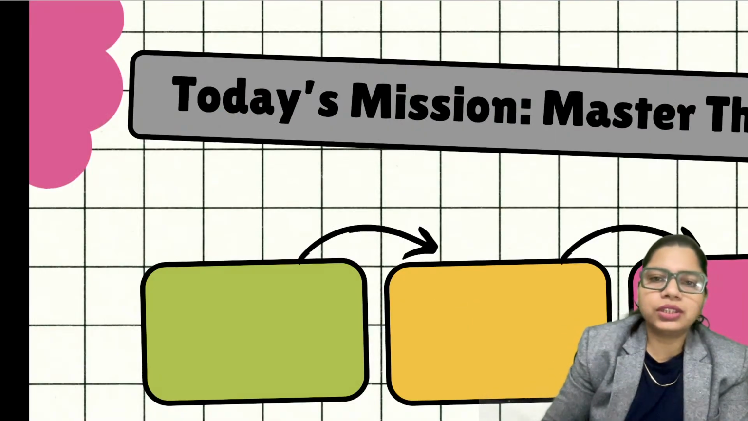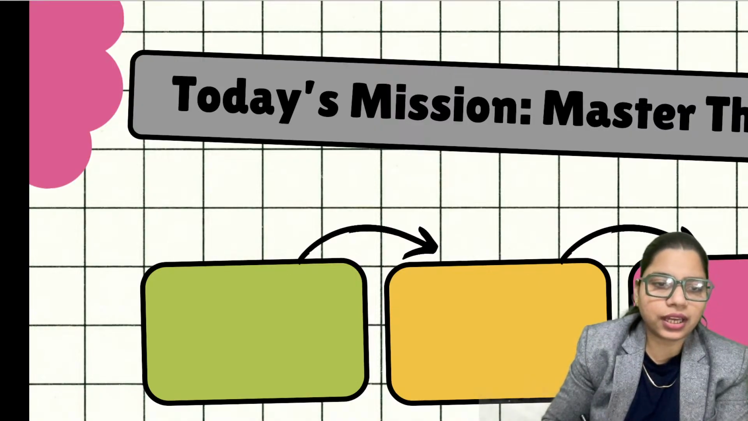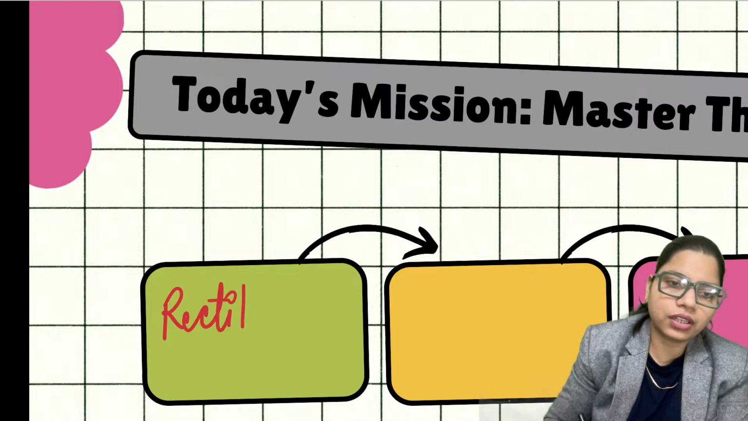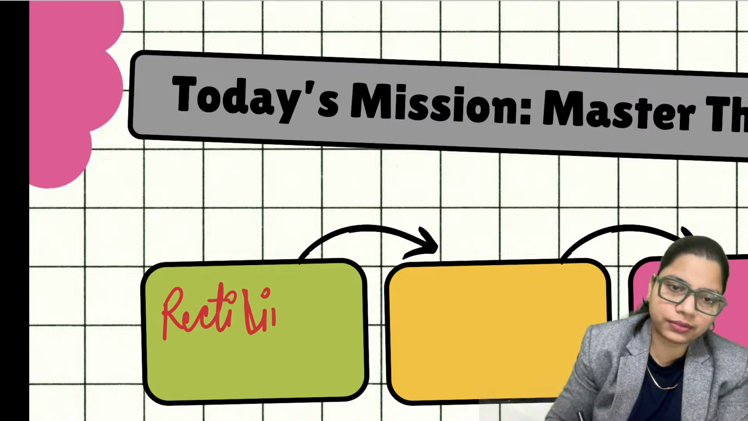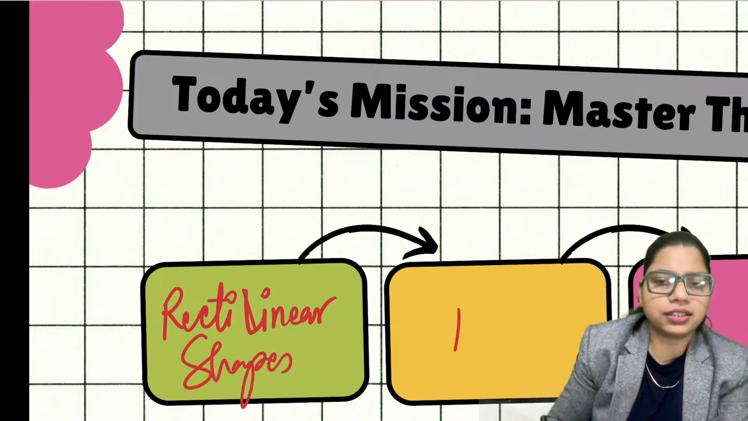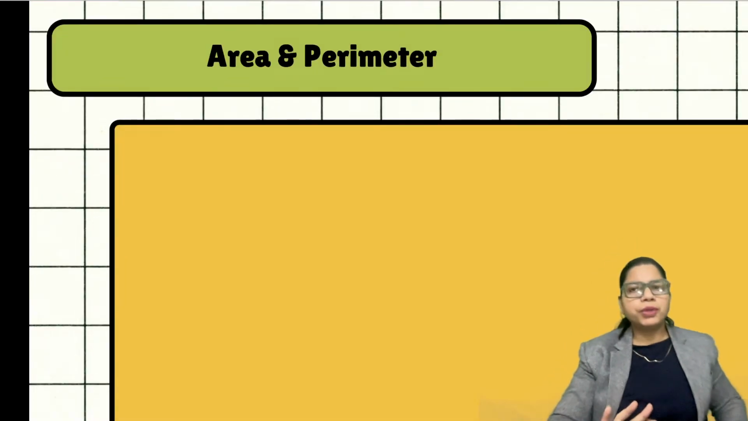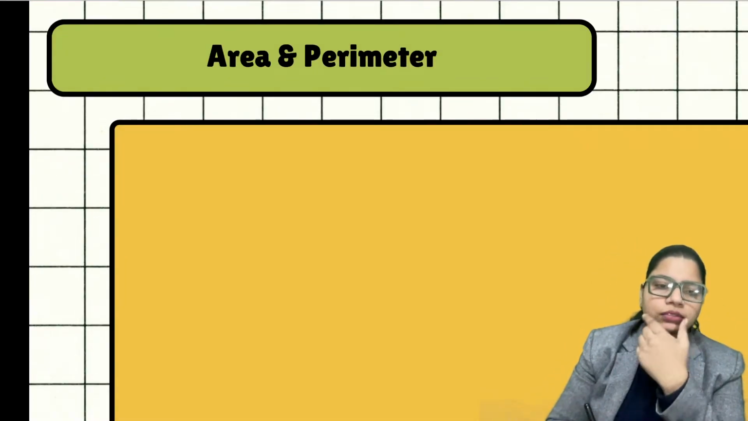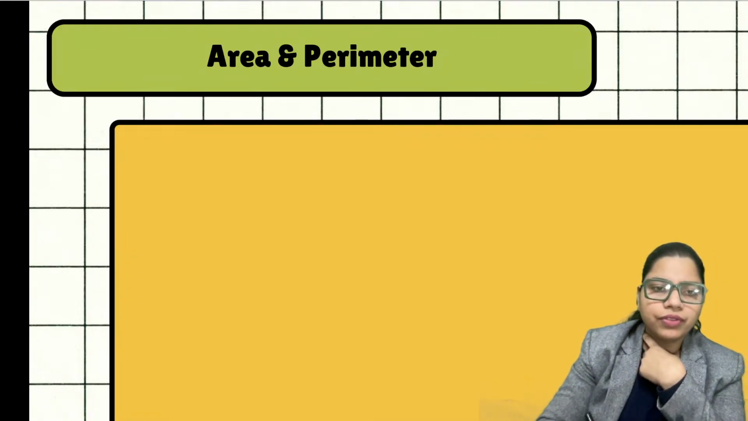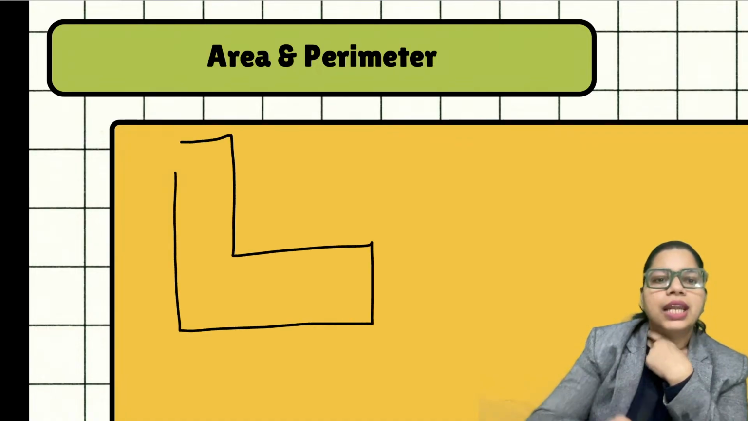When you talk about the mission for today's lesson, or the checklist, we will say that we are going to cover rectilinear shapes, their perimeter and their area. I'm pretty sure you would know what rectilinear shapes are. Let's have a very quick look at that. Whenever we get compound shapes, they are called rectilinear shapes.